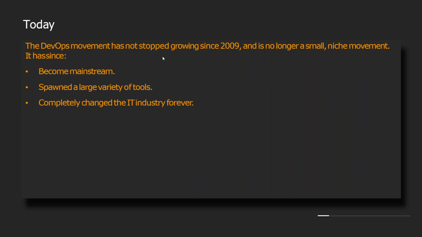So the DevOps movement has not stopped growing since 2009. It has been growing since then, and is no longer a small niche movement. It became so huge that everybody as of today is trying to get into both Agile and DevOps. Now, once DevOps started, Agile and DevOps both ran hand in hand, became mainstream, spawned a large variety of tools, and completely changed the IT industry forever. The way we looked at things before Agile and DevOps came into the picture has completely changed after their existence started.